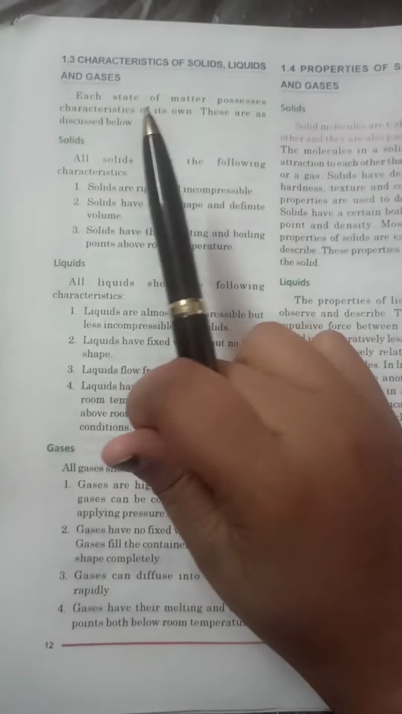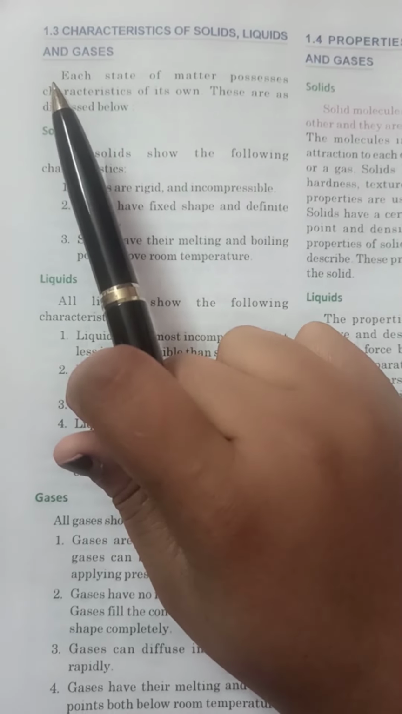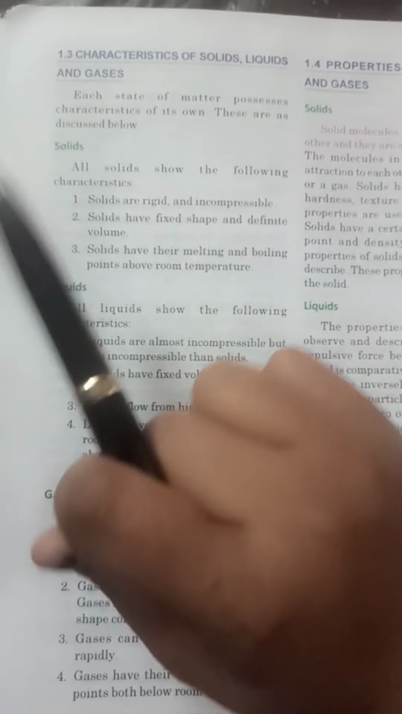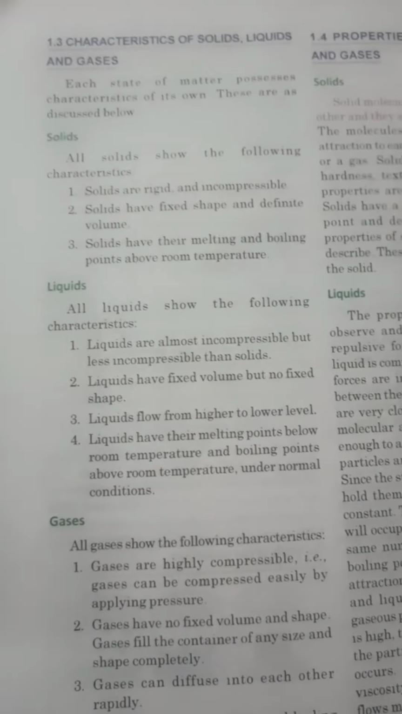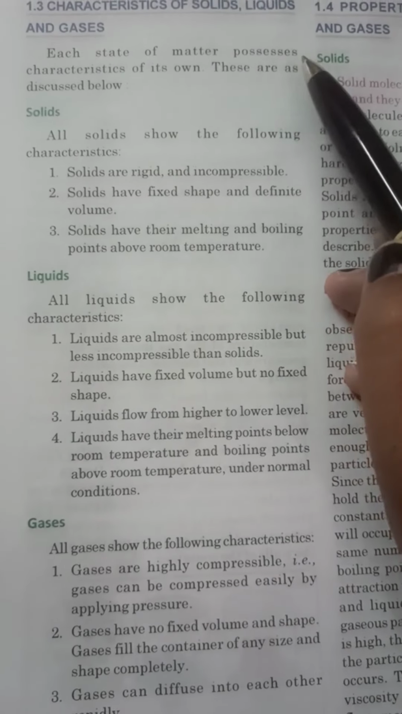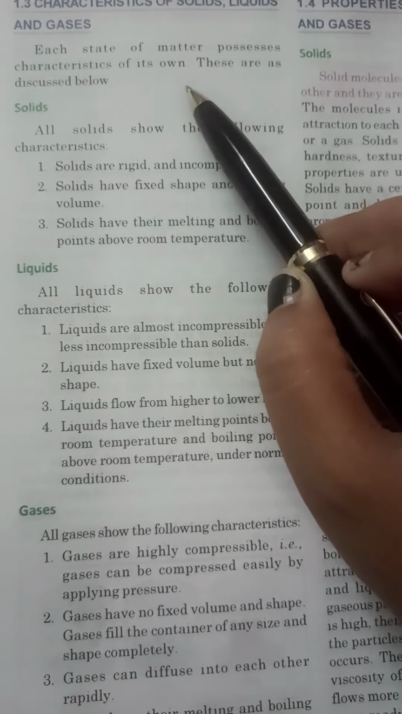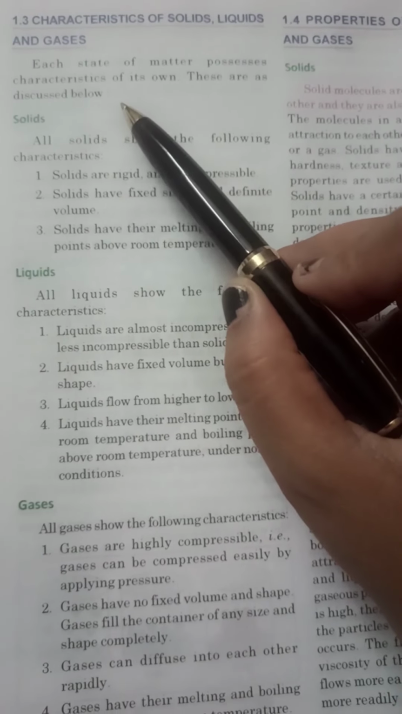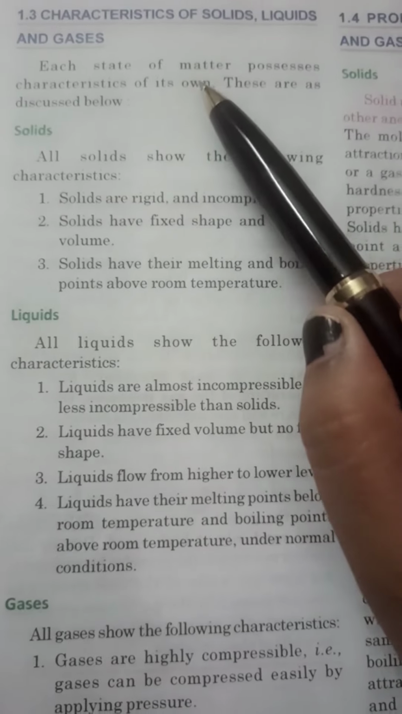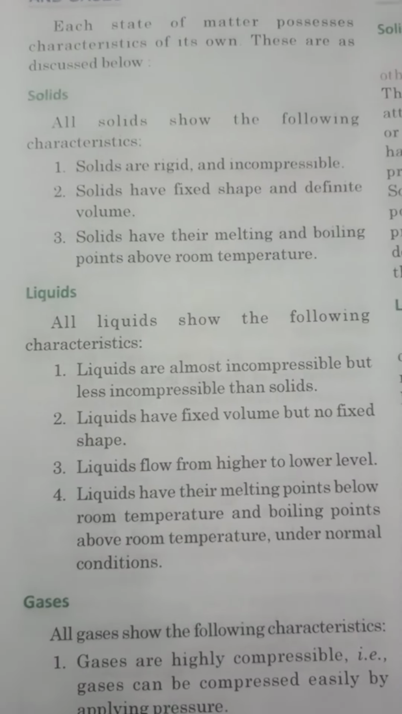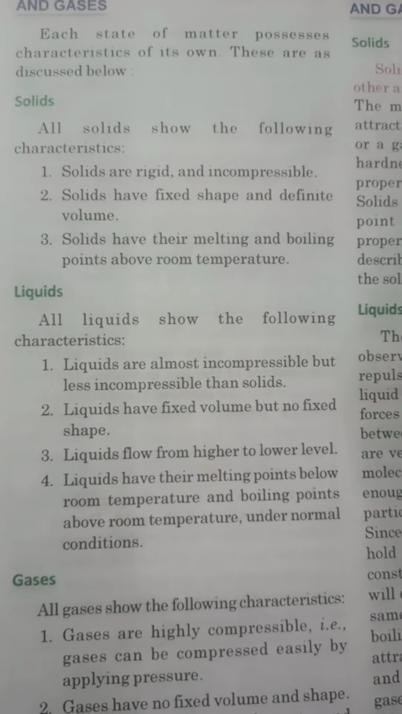Now today we are going to begin with the characteristics of these three states of matter: solid, liquid and gases. Let us get started with it. Each state of matter possesses characteristics of its own. These are as discussed below. It means each matter, whether it is solid or liquid or gas, has its own characteristics.